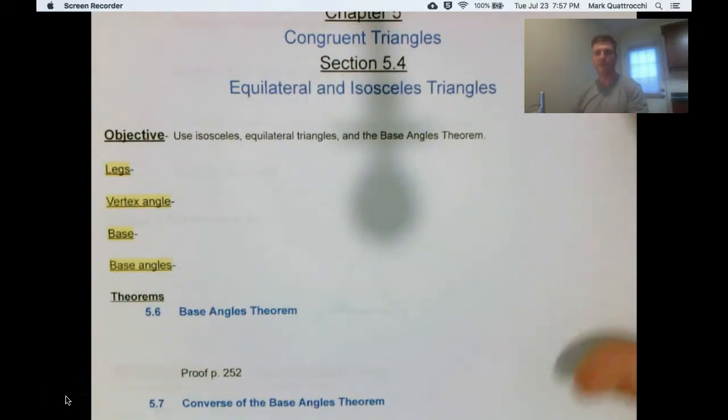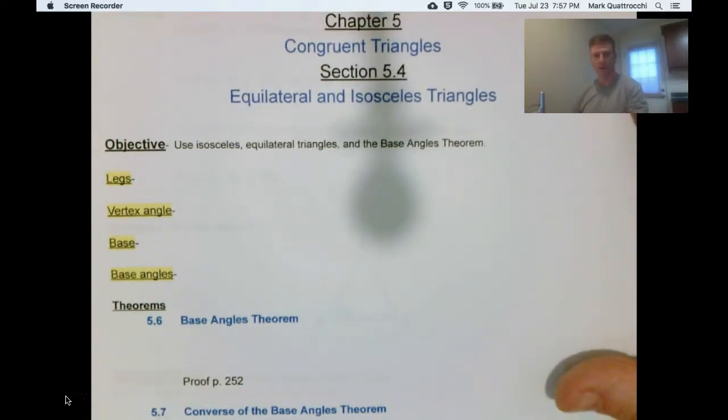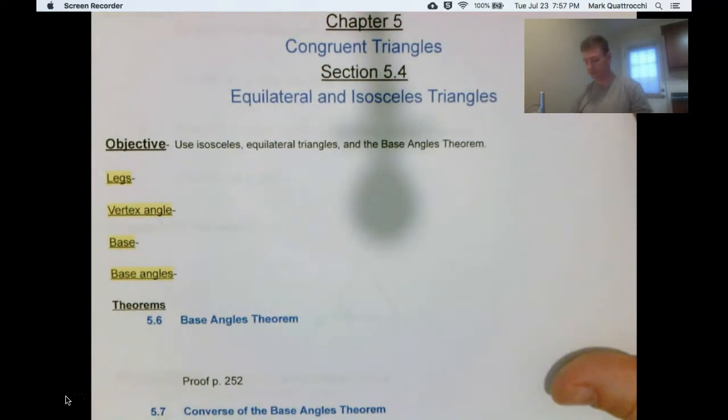Hello everyone, section 5.4, equilateral and isosceles triangles.